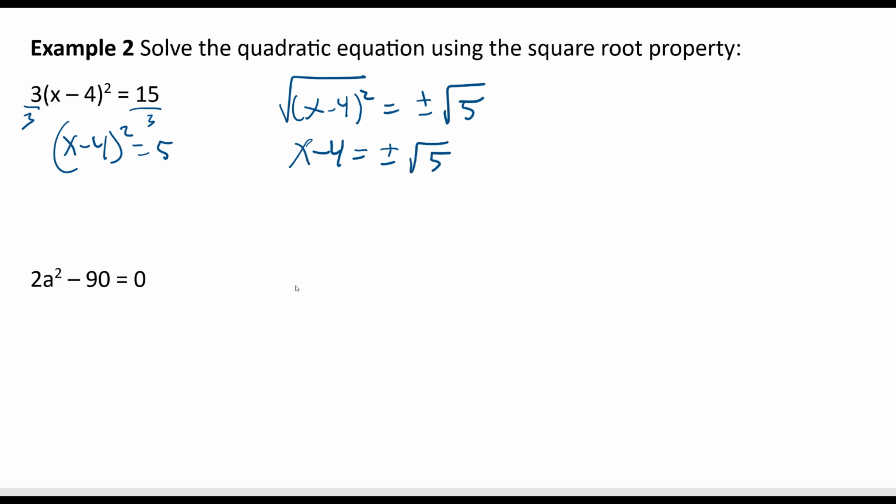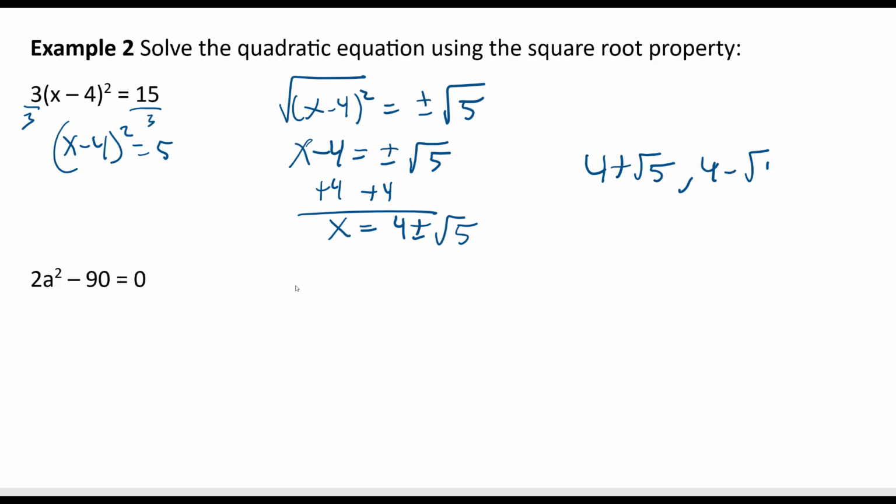Can't really evaluate this square root of 5. Then I can add 4 to both parts. x equals 4 plus or minus the square root of 5. And that's actually two solutions. That's 4 plus the square root of 5 and 4 minus the square root of 5.